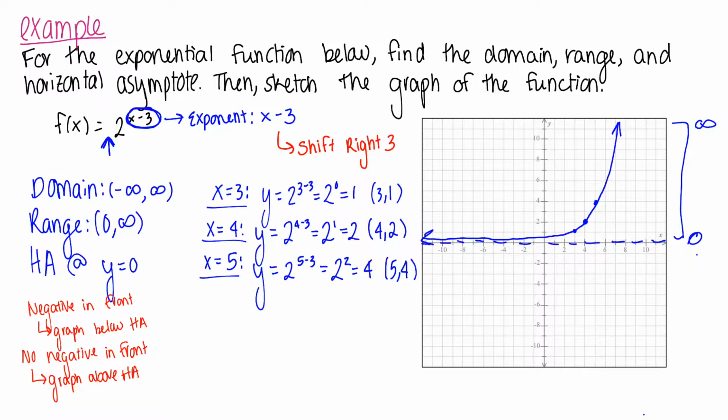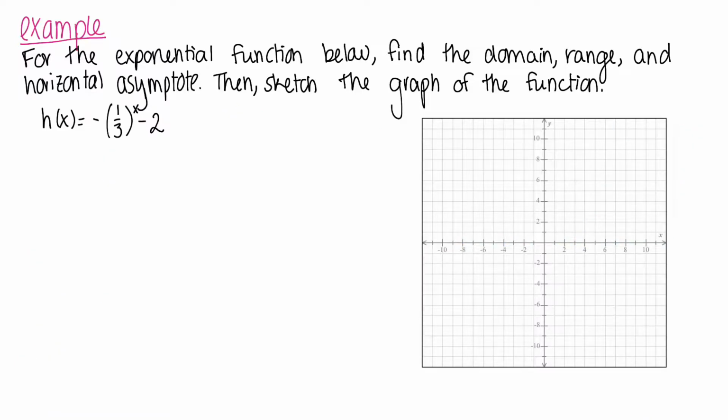So those left and right shifts don't affect the range at all, and they don't affect the domain either. And they don't affect the horizontal asymptote. The only thing that the left and right shifts affect is where these points get plotted. All right, let's look at an example that's a little bit more difficult.